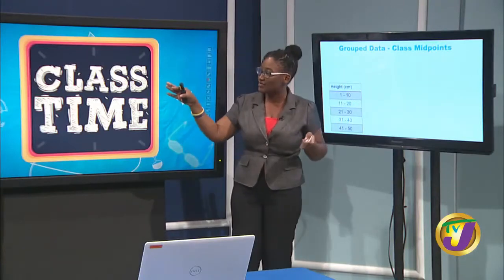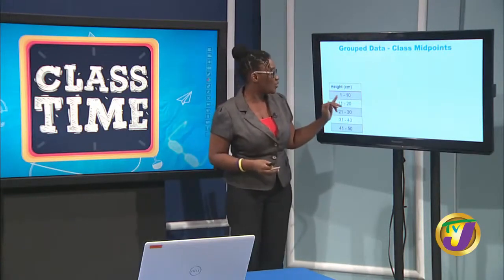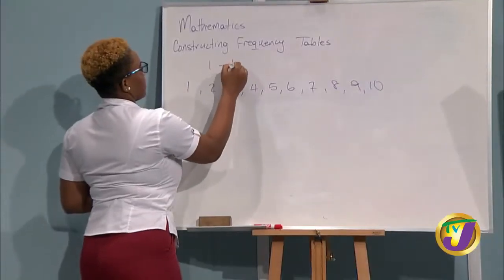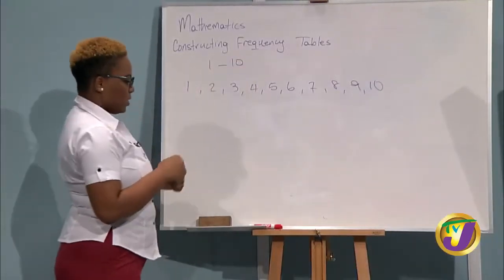So I notice you have some values there. We have the first class interval represented on our white board. So you have written 1, 2, 3, 4, all the way to 10. And those are the values that we found in our first class interval. Where's the middle of that?